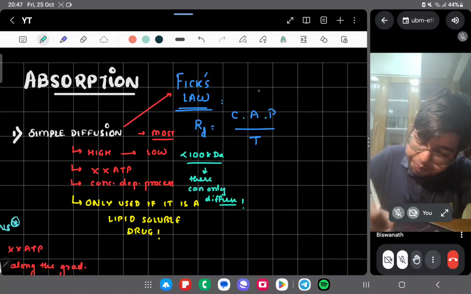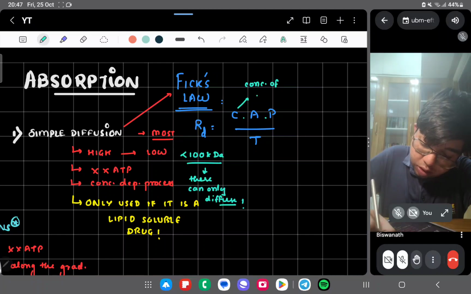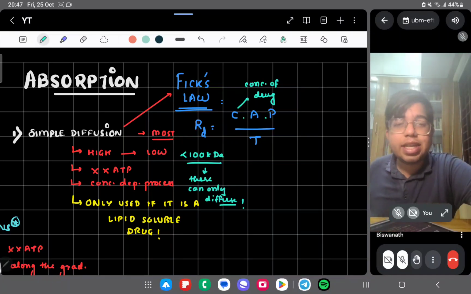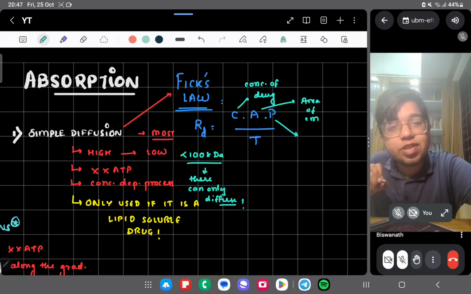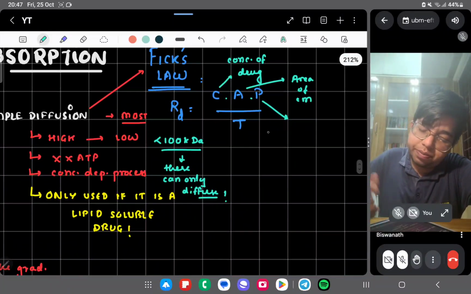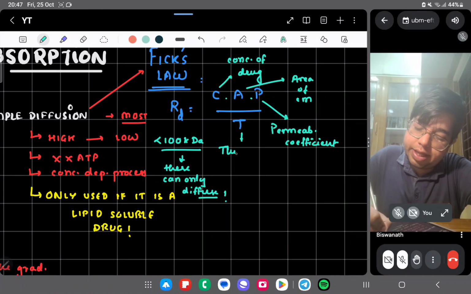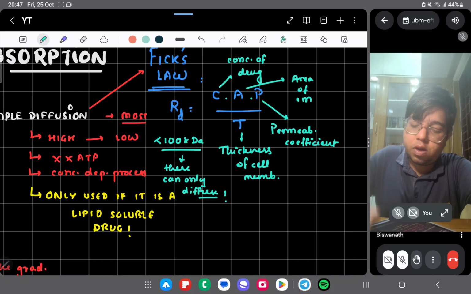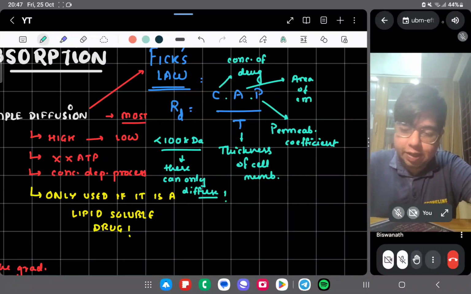So what is this CAP by T? C stands for the concentration of the drug. A stands for the area of cell membrane. P stands for the permeability coefficient. And T stands for the thickness of the cell membrane. Okay, so this is your Fick's law.